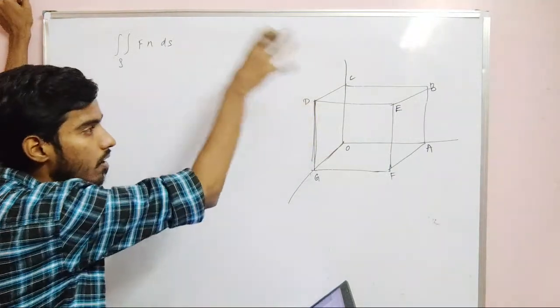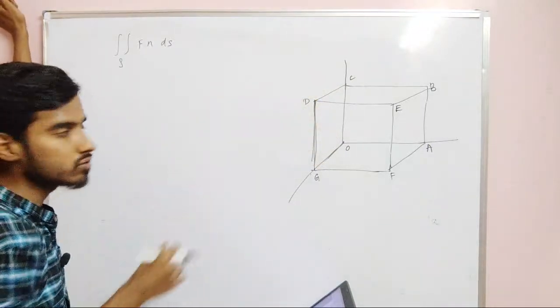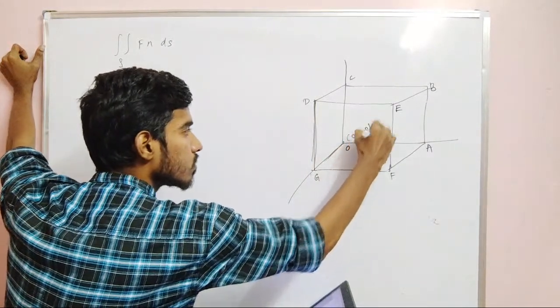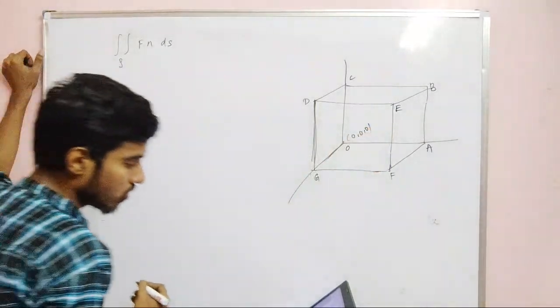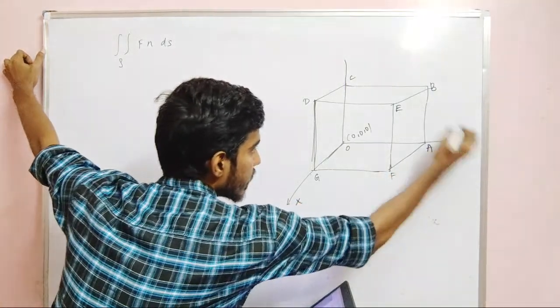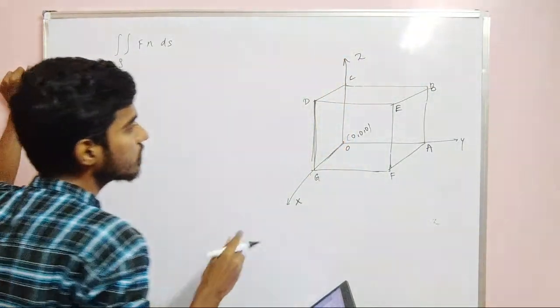Front, back, up, front, back, left, right, up, down. So we are going to split this into 6 parts. Before that, you will make some vertices. This is 0, 0, 0. So let us say this is our x axis, and this is our y axis, and this is our z axis. Now what will this point be?